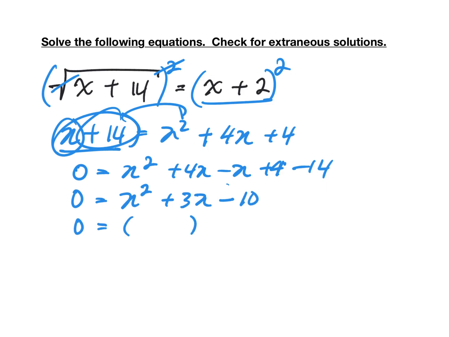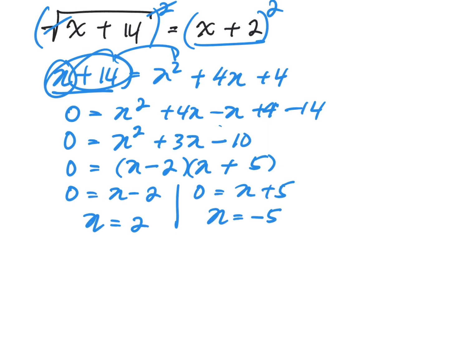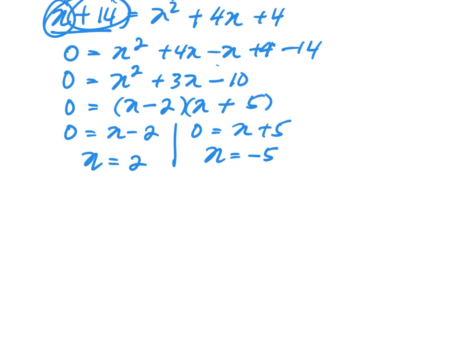So it's a quadratic again in nature. So x and x, 5 and 2. Now, I need the middle term to be positive, so I'll make the 5 positive and the 2 negative. So here 0 is equal to x minus 2, and the other one is 0 is equal to x plus 5. Therefore, the value of my x here is equal to 2, and in here it's going to give you negative 5. Let's check which one is the extraneous and which one is the real root.